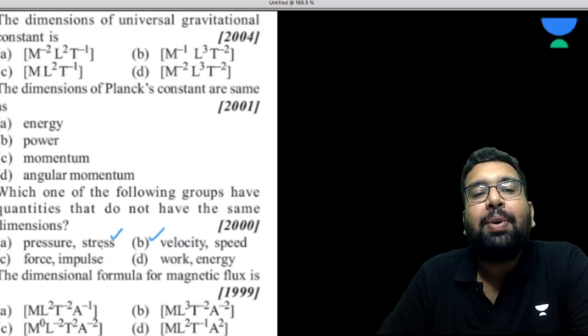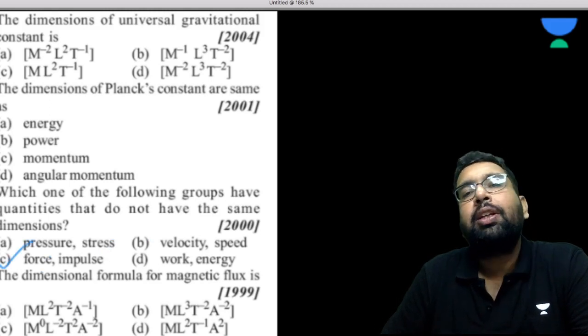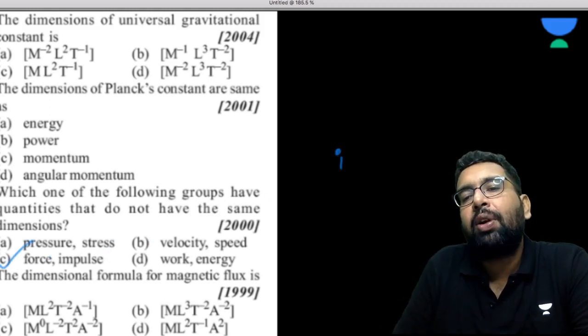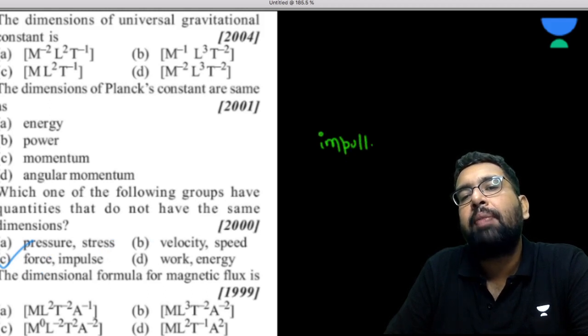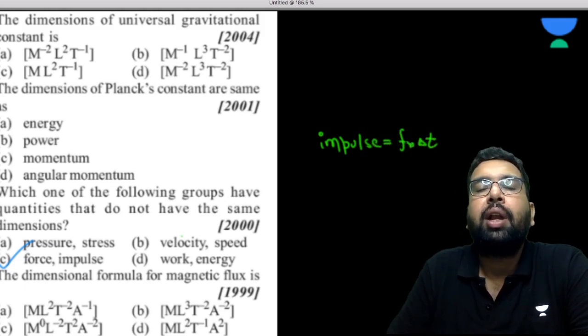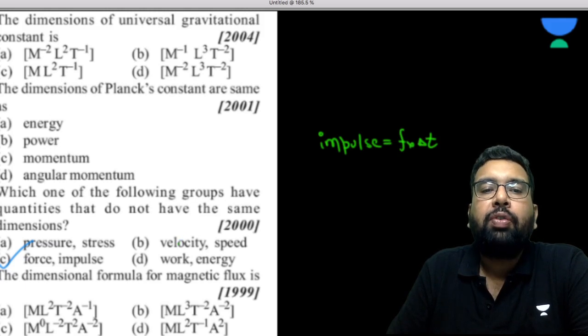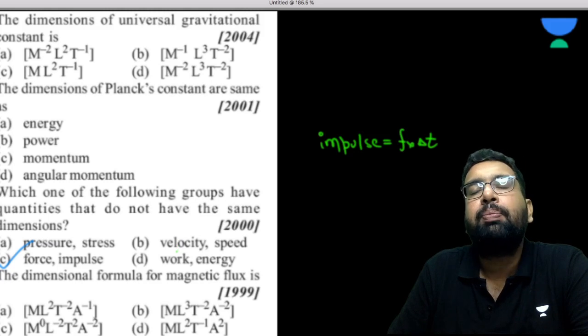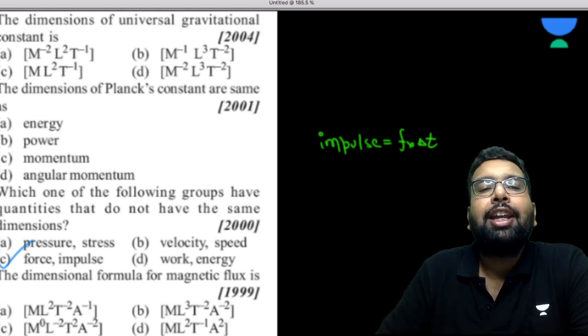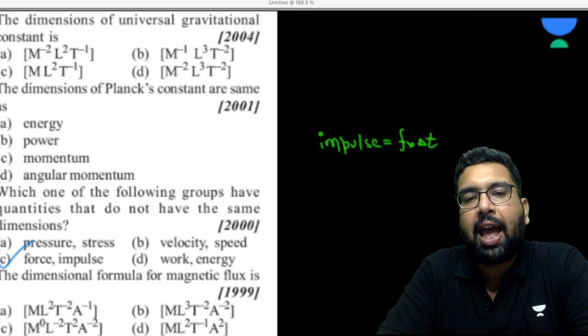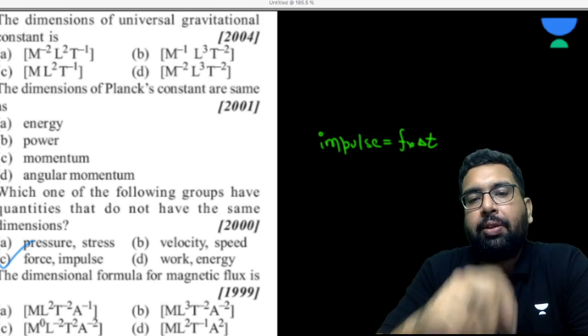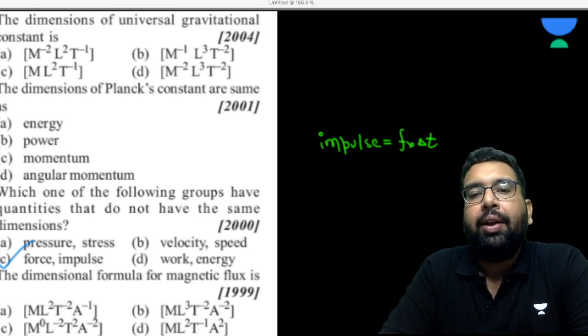So force and impulse, what is going to be your answer? Force and impulse. Because impulse itself, what is impulse? Impulse is the force in some change of time, so F into delta T. Which of the following groups of quantities do not have the same dimension? So force and impulse don't have the same dimension.